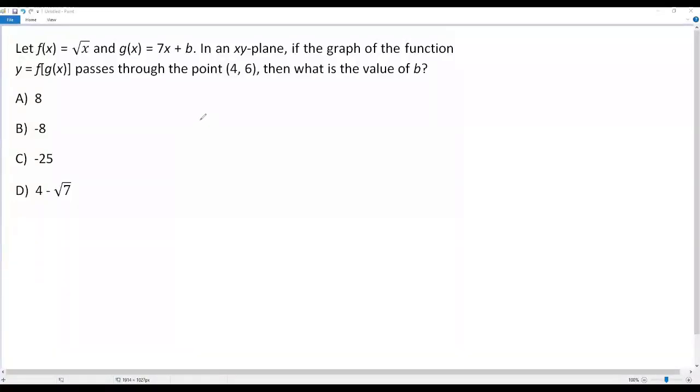Here we have a SAT math problem. Okay, let's go with the question. Let f(x) = √x and g(x) = 7x + b. In the xy-plane, if the graph of the function y = f(g(x)) passes through the point (4, 6), then what is the value of b?